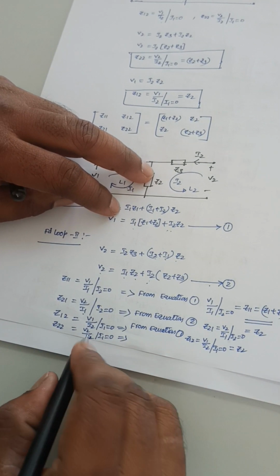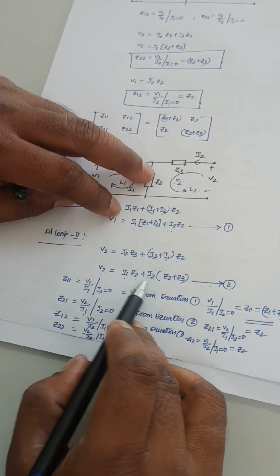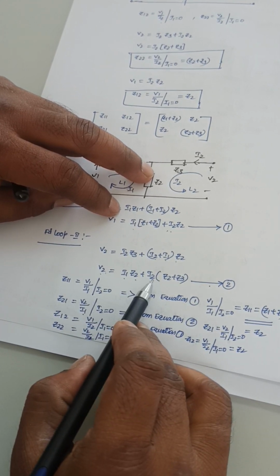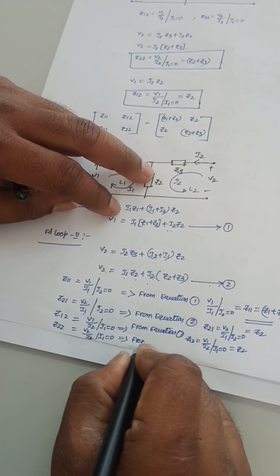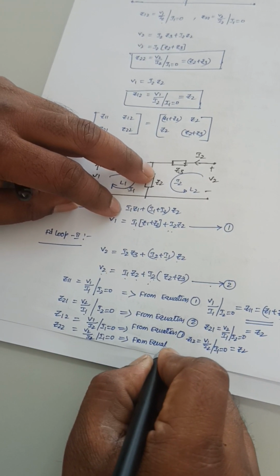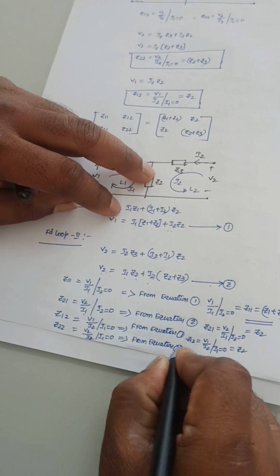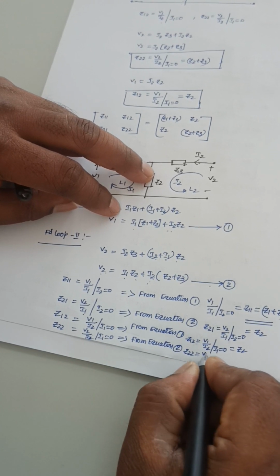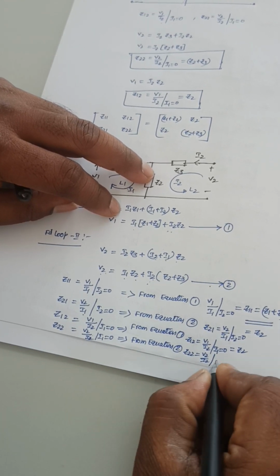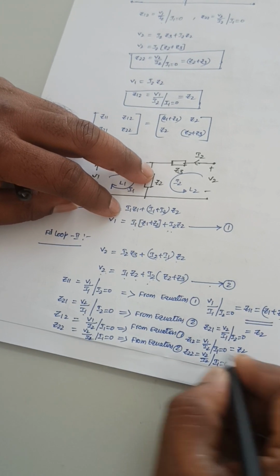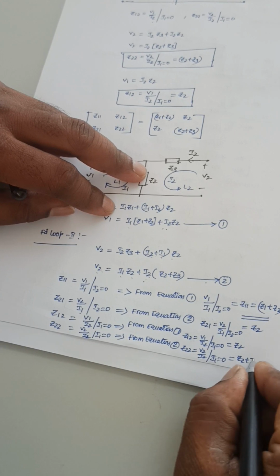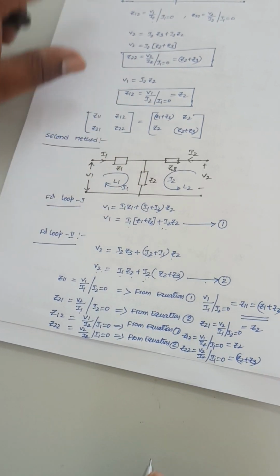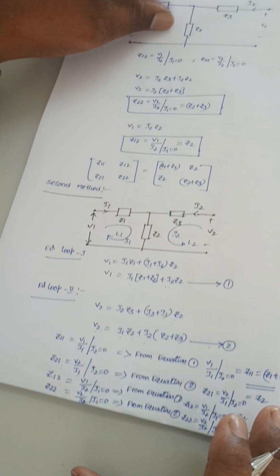Next it is V2 by I2. So this is equation number 2. From equation number 2, I can get the value of V2 by I2 by making I1 equal to 0. So Z22 is equal to V2 by I2 at I1 equal to 0, that is equal to Z2 plus Z3. So this is the second method. Normally the second method is preferred to solve the problems.